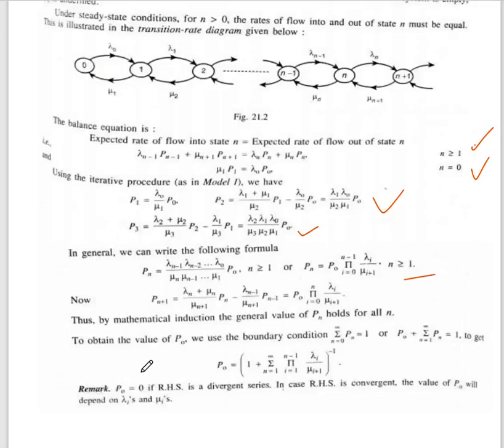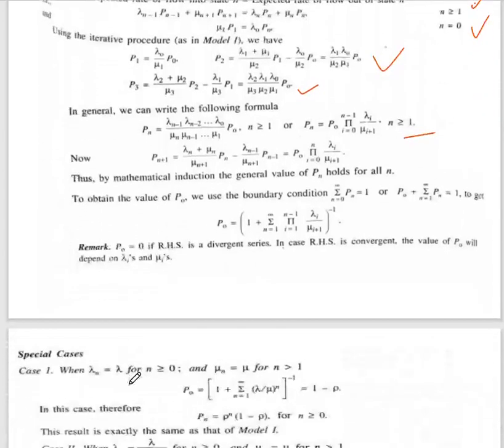Okay, now we will obtain the value of P0. To obtain the value of P0 we use the boundary condition, which is given as the summation of Pn equal to 1, where n varies from 0 to infinity. So this can be written as P0 plus the summation from n equal to 1 to infinity of Pn equal to 1. So we get P0 equal to 1 plus the summation of the product, for i from 1 to n minus 1, of lambda upon mu i plus 1, all to the power minus 1.